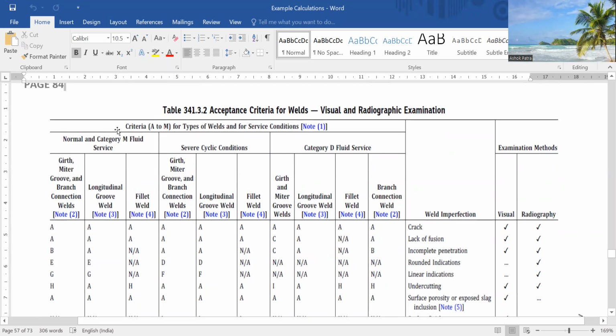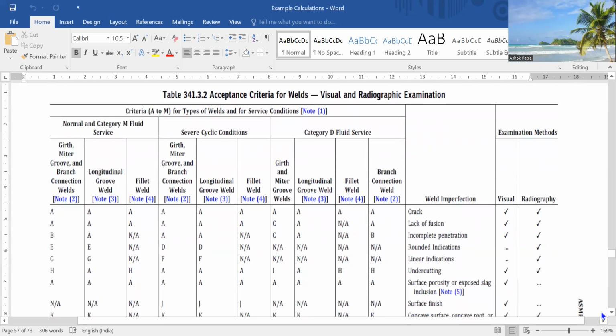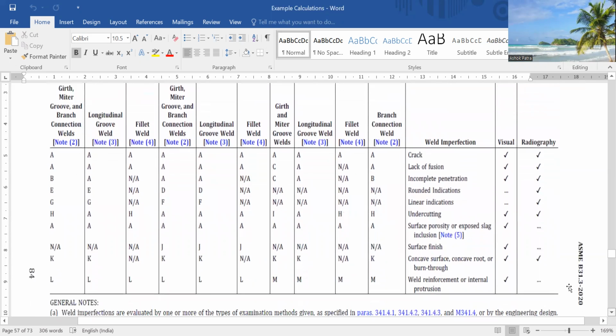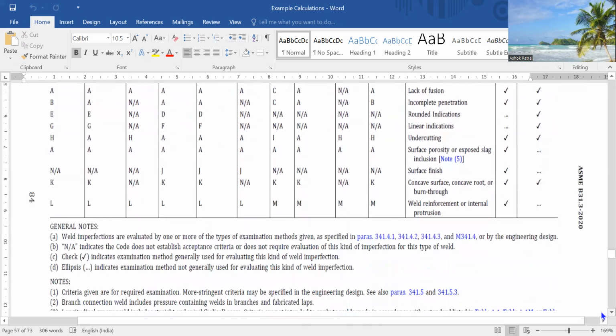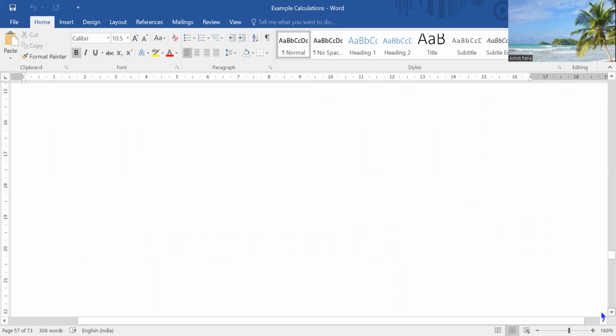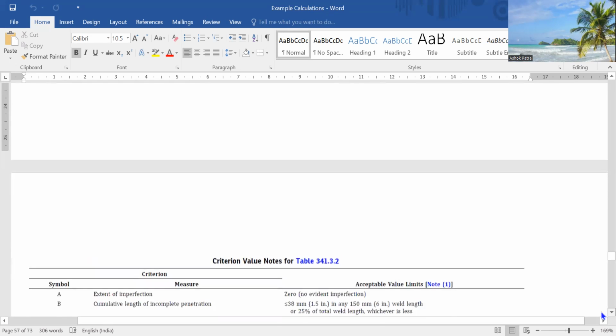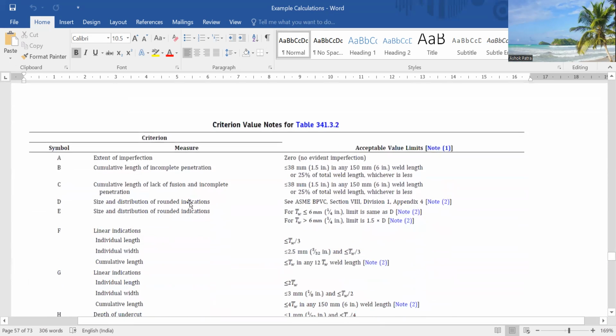So these you already know, the meaning of M fluid, toxic and all, and severe cyclic, high pressure. These are some utility lines. So what is the meaning of this A, B, C that is written there? In the next page it is given.